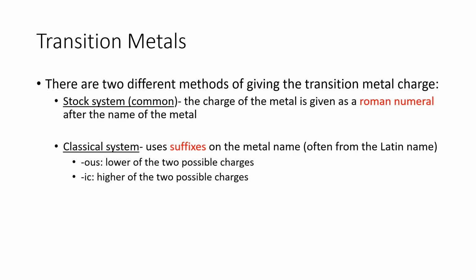So there are two different methods to giving the transition metal charge. There's the stock system, which is the common system that we use, where the charge of the metal is given as a Roman numeral after the name of the metal. And then there's the classical system, which uses a suffix on the metal name, often derived from the Latin name. Whenever you see the classical system, it'll either have an ending of us or ic. Whenever it ends in us, the OUS, that's the lower of the possible two charges. If it ends in ic, that's the higher of the possible two charges.